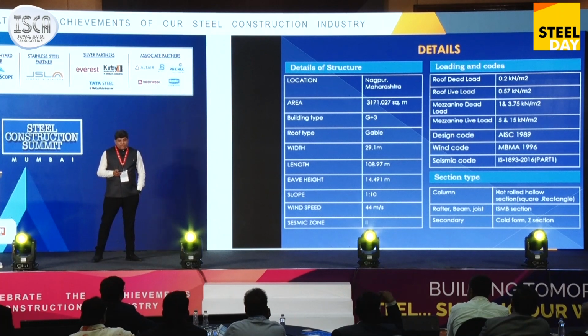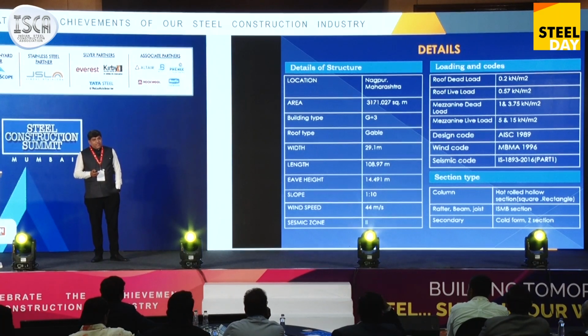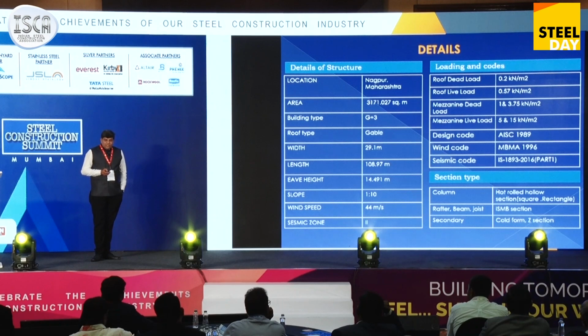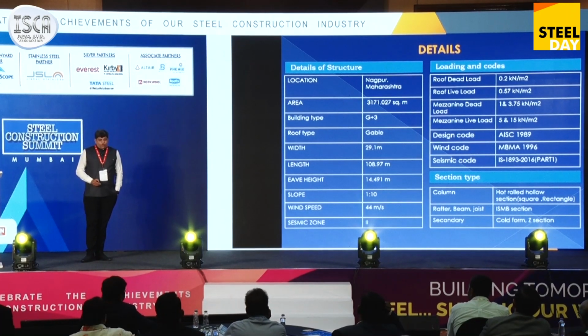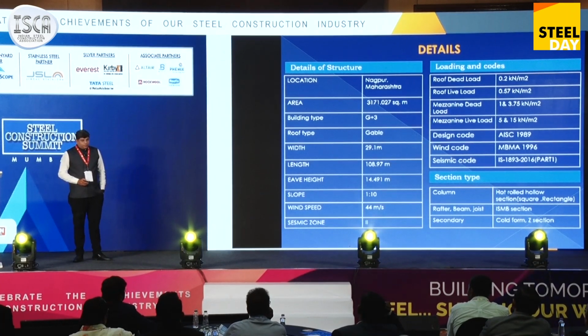The width of the building is 29.1 meters and the length is around 109 meters. Eave height is around 14.5 meters. The slope of the roof we have considered as 1 in 10. As this project is located at Nagpur, the wind speed is 44 and the seismic zone is 2.